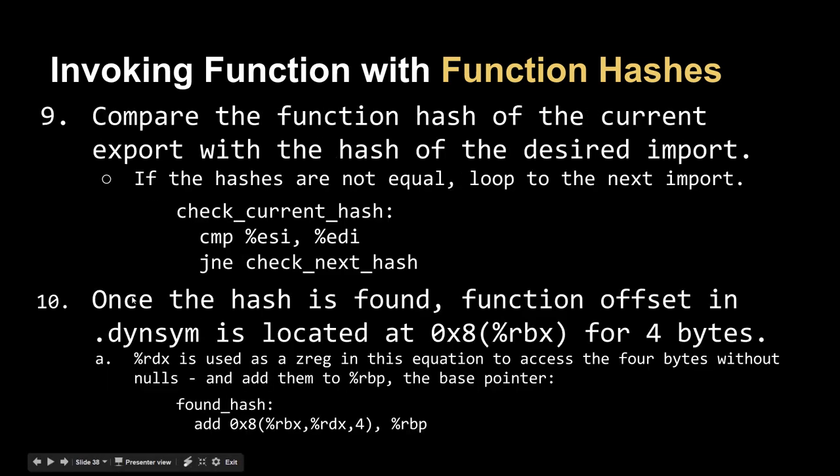But in the case that we have a match, step 10 is once it is found, the function offset in the dynsym is located at, given RBX is currently pointing at it, the offset of hex value 8, and it is a 4-byte pointer. So, RDX is still used as a 0 register and can be used to access the 4 bytes without nulls. You can simply just add them to RBP, the base pointer, like this. Add at the offset of 8 from RBX the value of RDX 0 times 4 and store it into RBP.